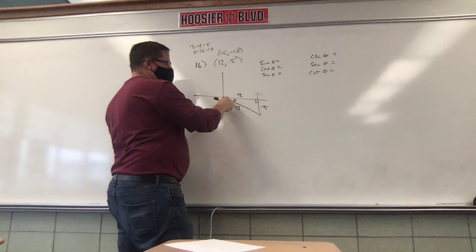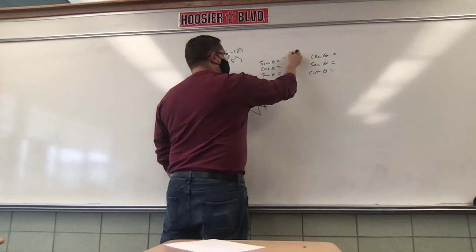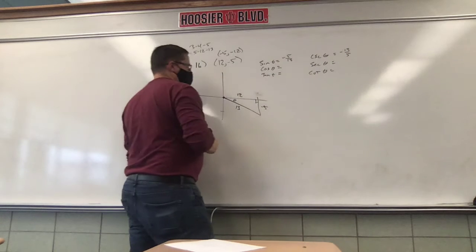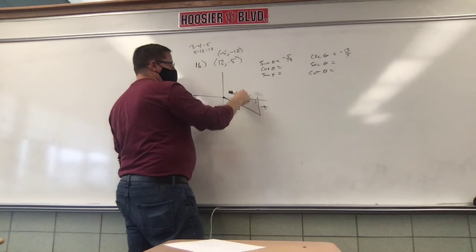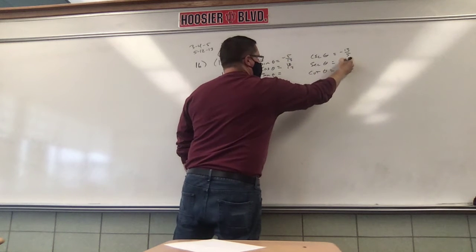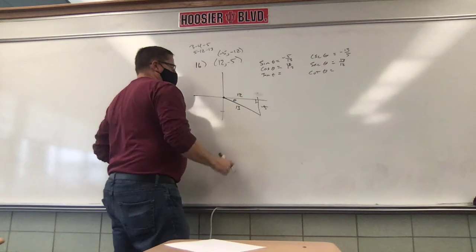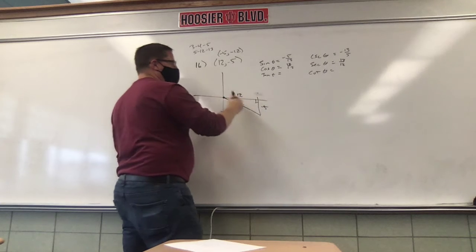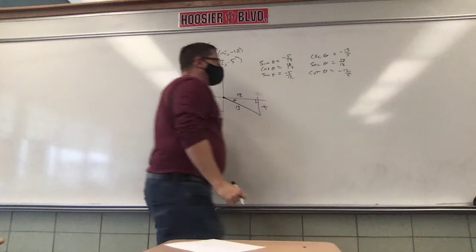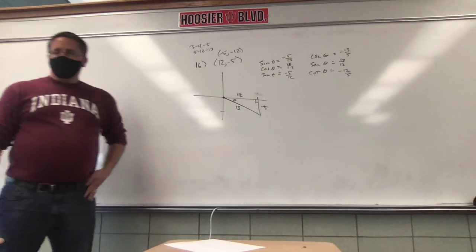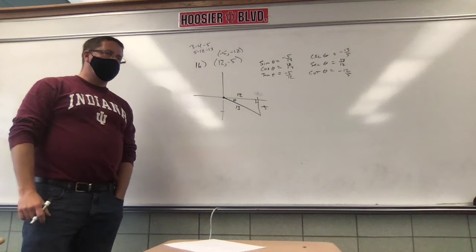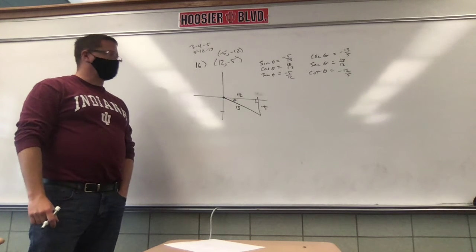Sine is opposite over hypotenuse, negative 5 over 13. So cosecant is negative 13 over 5. Cosine is adjacent over hypotenuse, so 12 over 13. So secant is 13 over 12. And tangent is opposite over adjacent, negative 5 twelfths, so cotangent is negative 12 fifths. Okay. So since it's this nice special triangle, you're not going to have any radicals on your test on that particular question.